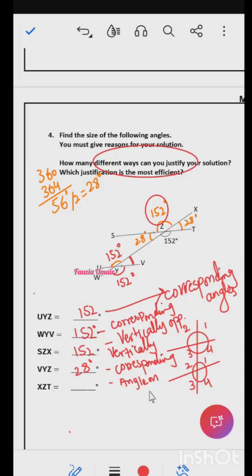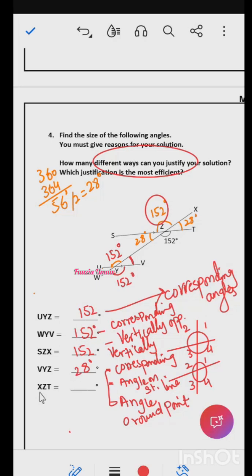और किसी तरीके से हो सकता है? Ma'am, angle around the point. Very good. Angle around point Y. So इसकी तीन justification है, ठीक है? So बेटे, are you getting this point ना? So there are three ways in which you can conclude this angle as 28.